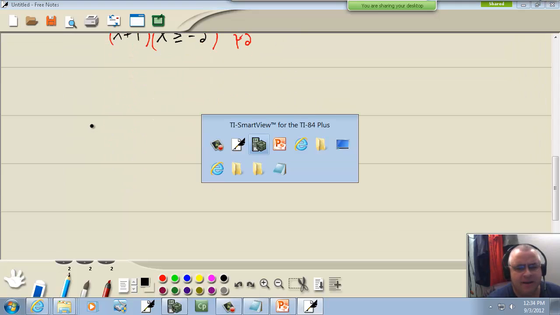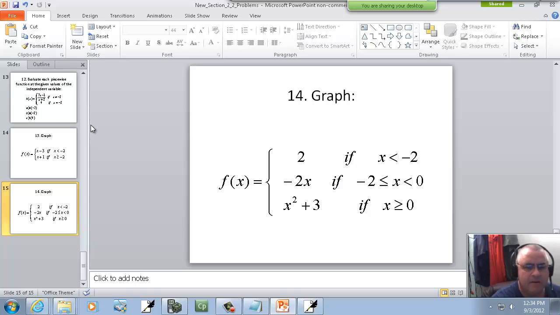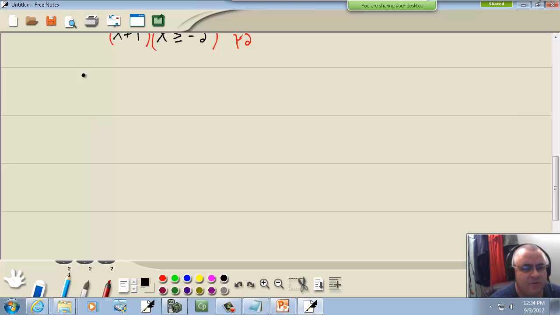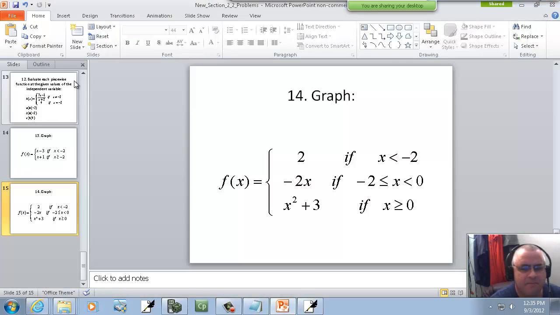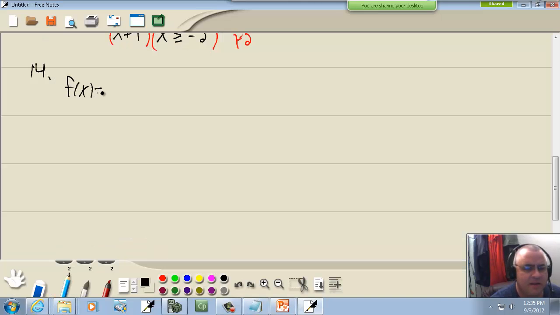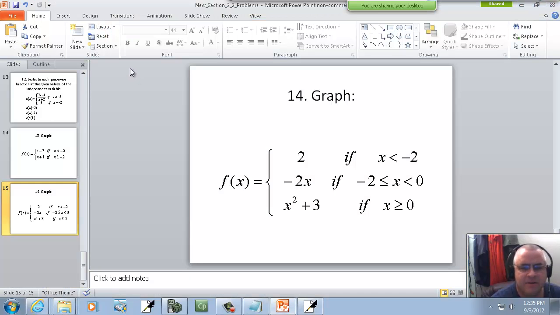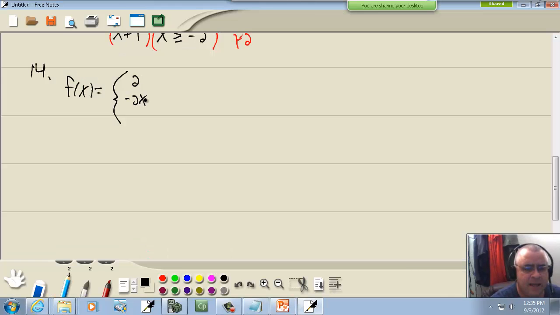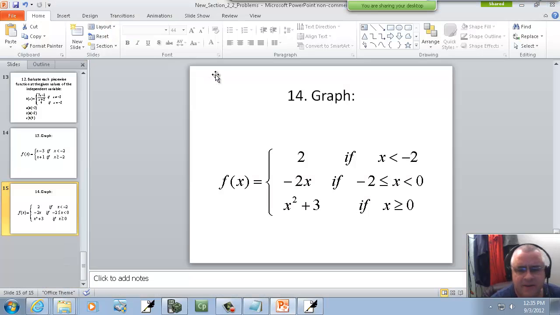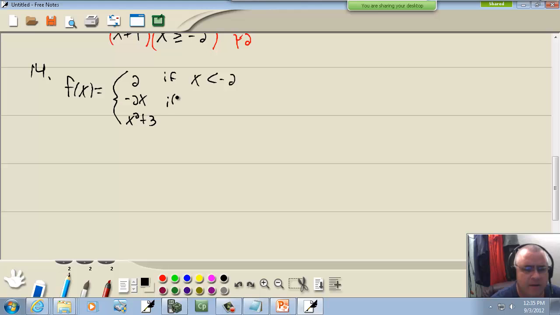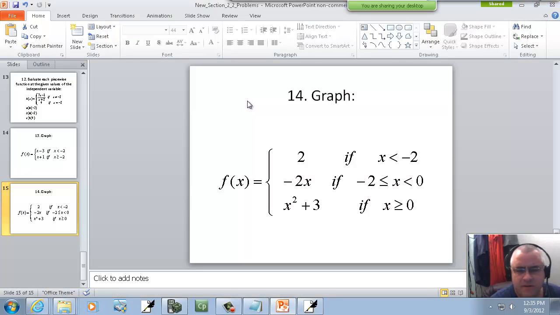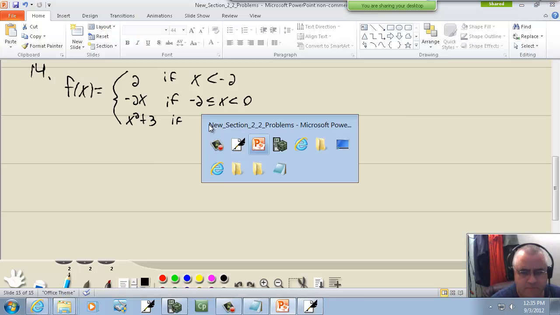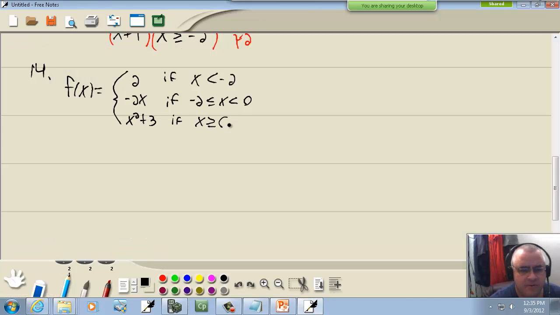Well, let's take a look at another one by hand. And then I'll try to remember if I remember how to do this one on the calculator. It's a little bit tricky. Okay, so I've got 2, negative 2x, and x squared plus 3. This says 2 if x is less than negative 2. This one if we go from negative 2 to 0. And this one where x is greater than or equal to 0.